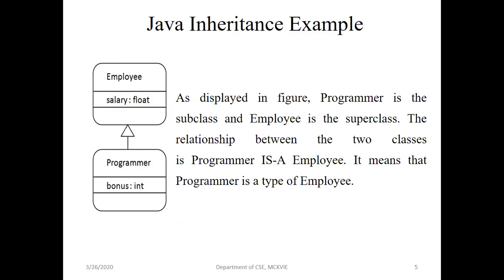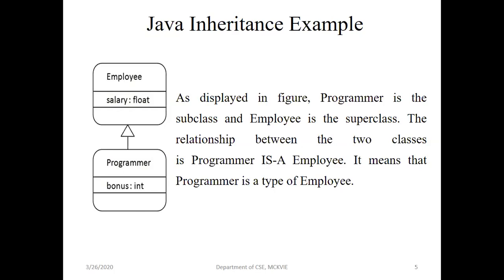This is the pictorial representation of inheritance. Here, employee is a class which consists of only one data member, salary, and the data type of this salary data member is float. Another class we depicted here is programmer. One data member is defined there, that is bonus. The data type of the member bonus is integer.